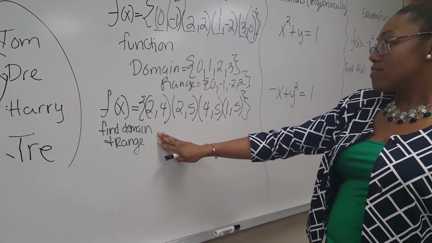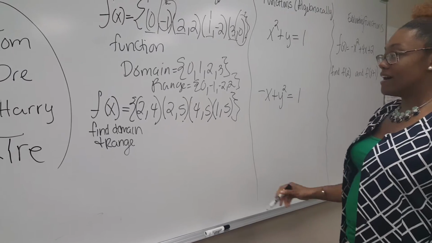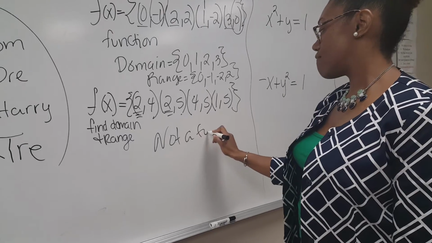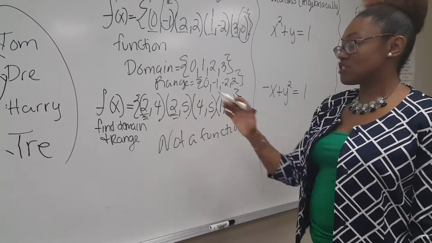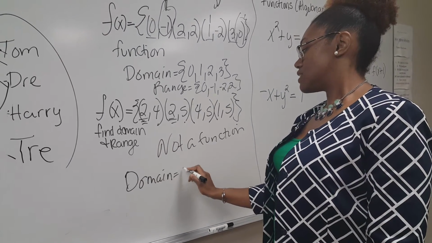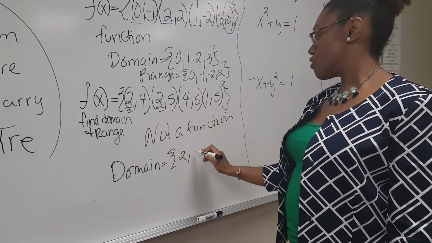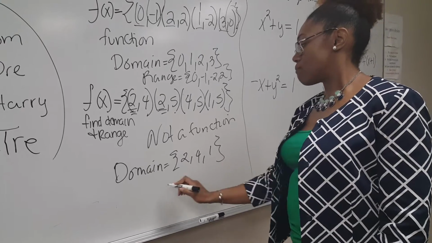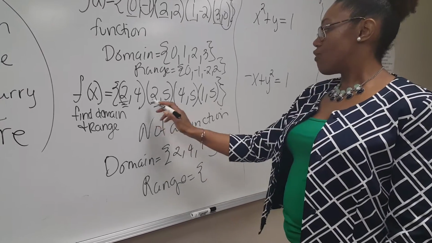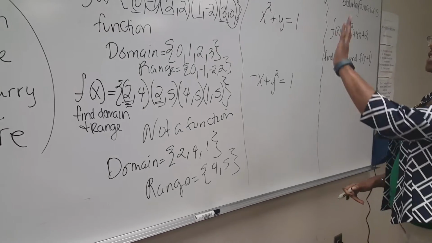So now here, the second one, I have 2, 4, 2, 5, 4, 5, 1, 5. So because my x values repeat here, this would be not a function, okay? But just for sake, we're going to say, what is the domain? Well, the domain of this would be, we do not repeat values, so that would be 2, 4, and 1. And my range of this would be 4, 5. Okay? So, moving along, that's functions numerically.